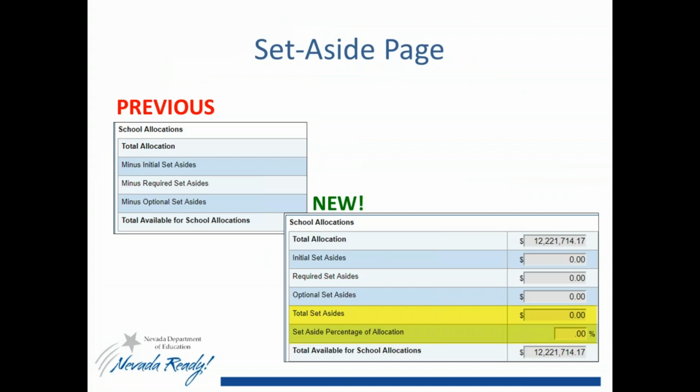The set-aside page. We've included some additional summary data fields to improve fiscal transparency and to remove manual calculations. 2 additional fields have been included on the Title I Part A set-aside page. The first one is a field that totals all the district set-asides at the bottom of the page, which would include your initial set-asides plus the required, like parent involvement, equitable services, and optional district set-asides. The second field provides a percentage of the district set-aside totals against the total grant allocation.